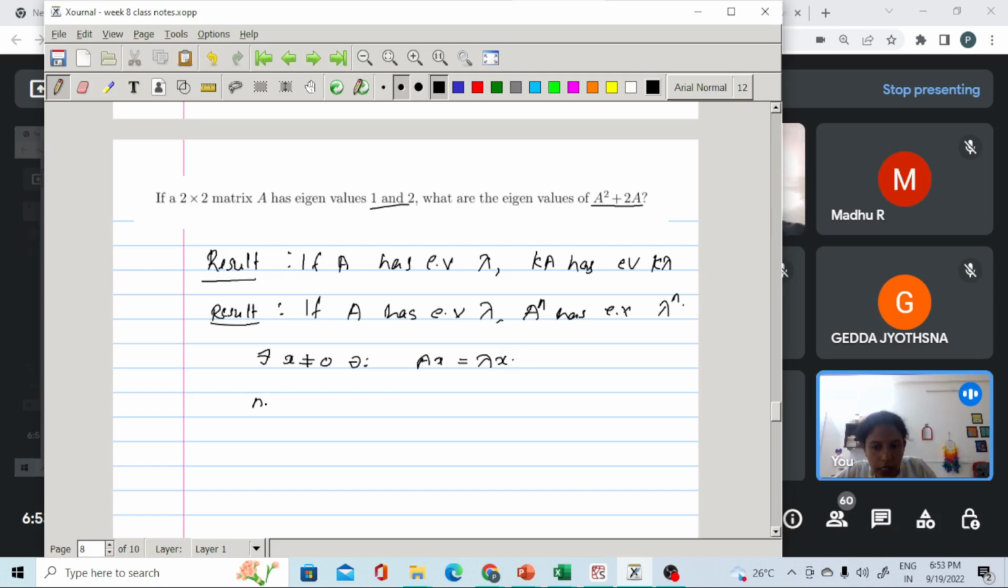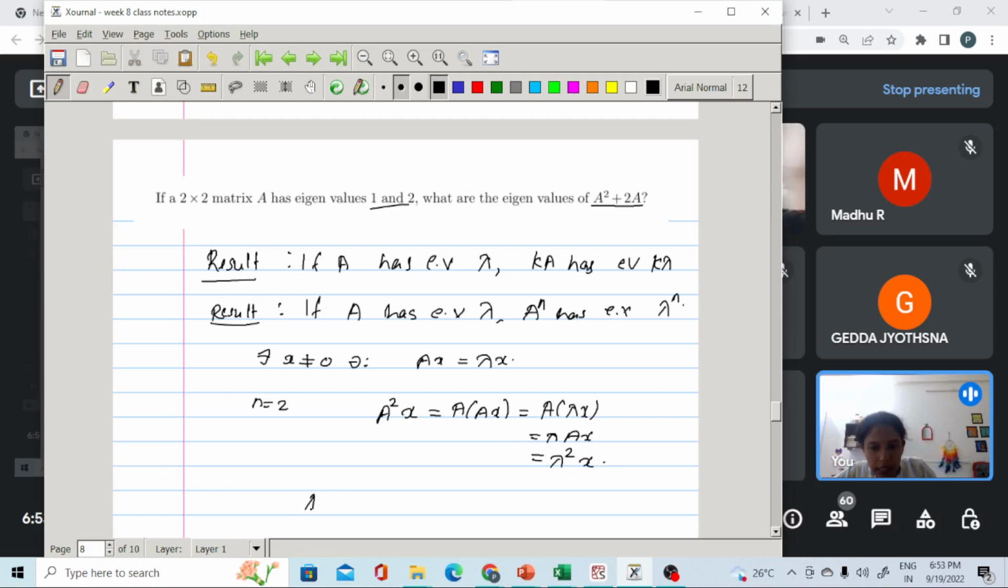In the case n equal to 2, what I am considering is A square x. That means A of Ax. Here Ax equals lambda x. This is A times lambda x. We can take lambda outside and again Ax. So this Ax is again lambda x. So we will get lambda square x.